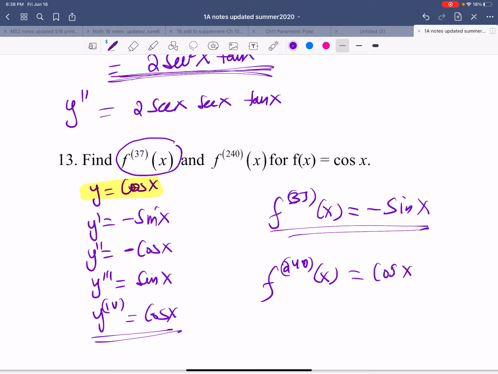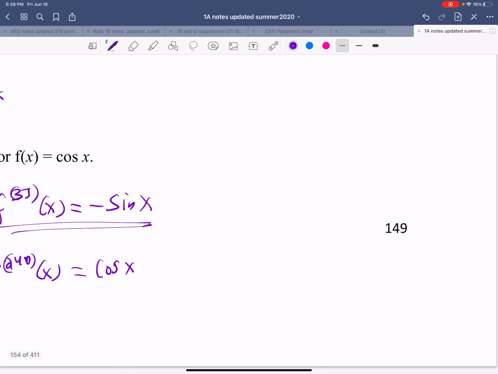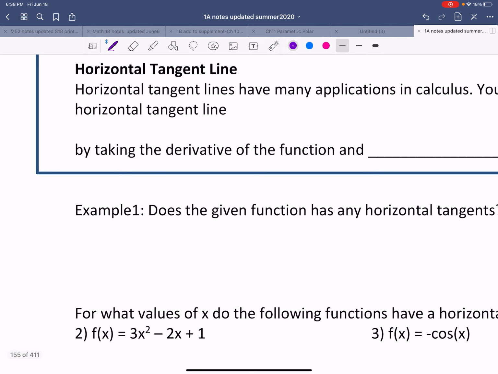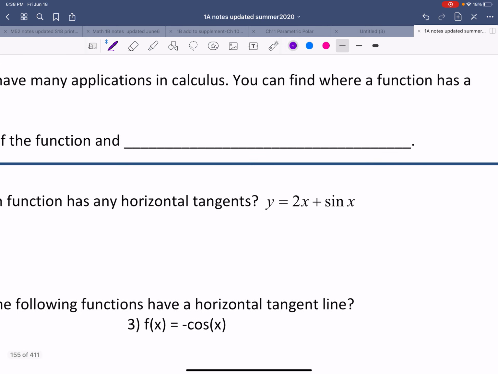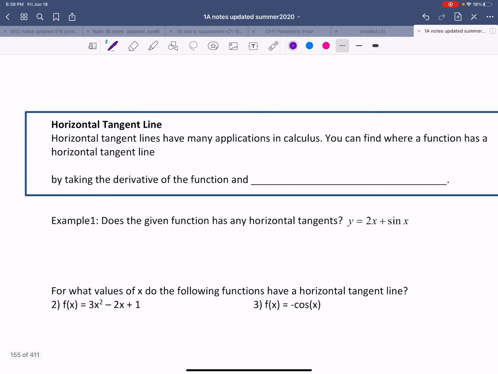Now let's look at horizontal tangents. We've talked about horizontal tangents earlier as well. Horizontal tangent lines have many applications in calculus. You can find when the function has a horizontal tangent line by taking the derivative of the function and setting it equal to 0. Because whenever you have a horizontal tangent, the slope of the tangent line would be 0. Here's an example. We have looked at it graphically.